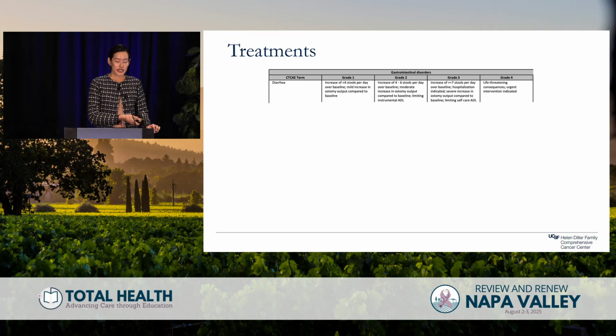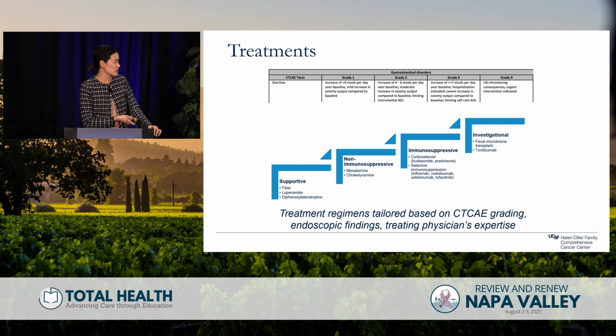In terms of CTCAE grading, you can reference this in the guidelines as well, but just a reminder here that the CTCAE codifies severity of diarrhea based on the number of bowel movements above baseline that someone is having. And that the treatment regimens really are based on grading, also potentially endoscopic findings if available, and of course the treating physician's expertise. And here's an example of a stepwise rubric for management of diarrhea or colitis based on escalating immunosuppressive therapy.